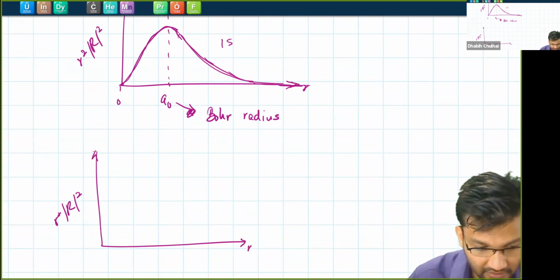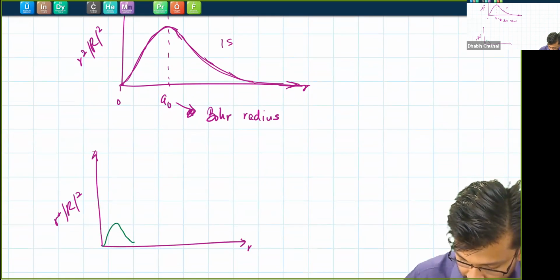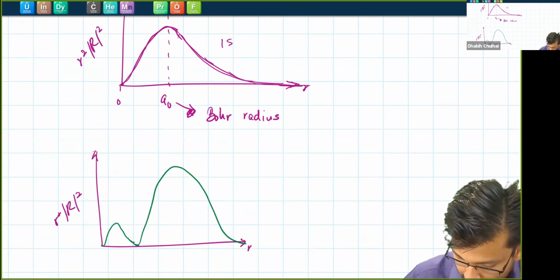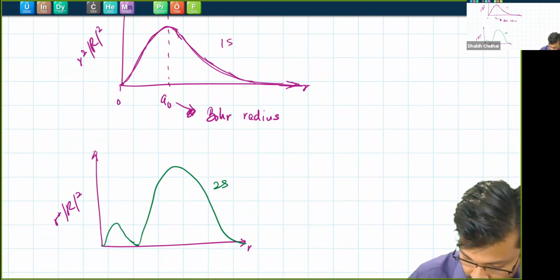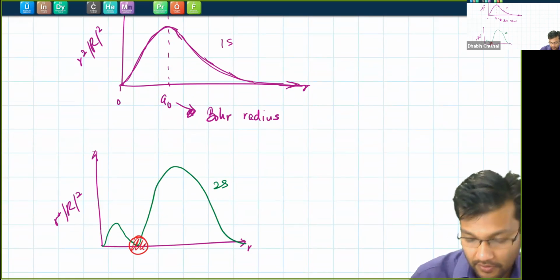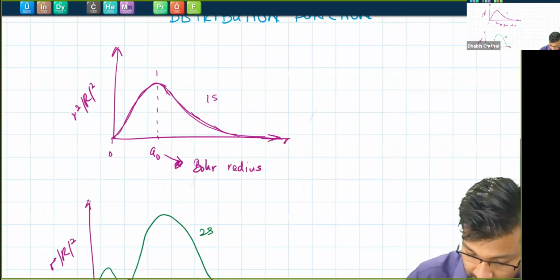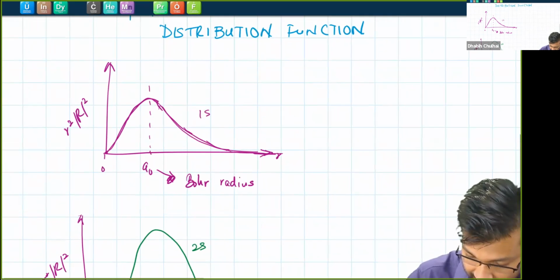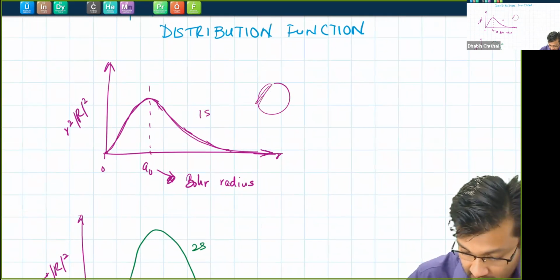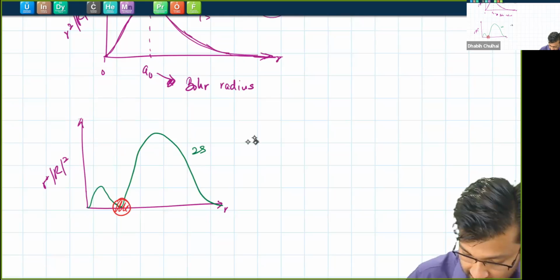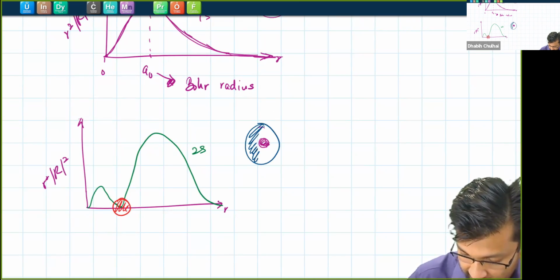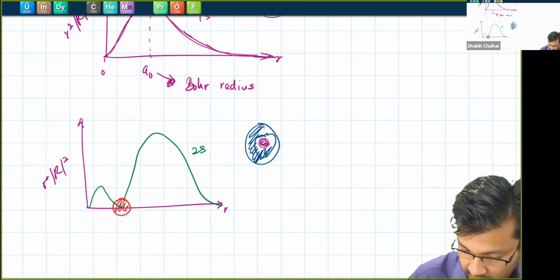Let me use a different color. It looks something like this, right? This is 2s. We said that there is a node right here. So if we were to plot this, in 3 dimensions, it might just look like a sphere, right? If you cut through that sphere, you'll see there's a part that has one sign, there's a node in between, and then there's a part with a different sign for the 2s electron.